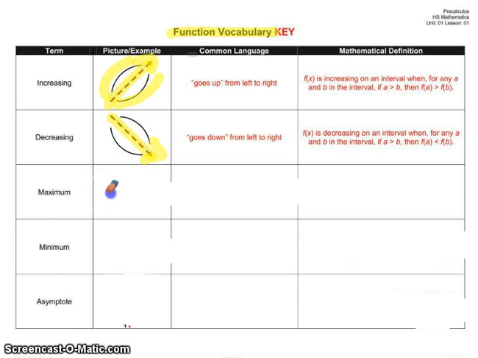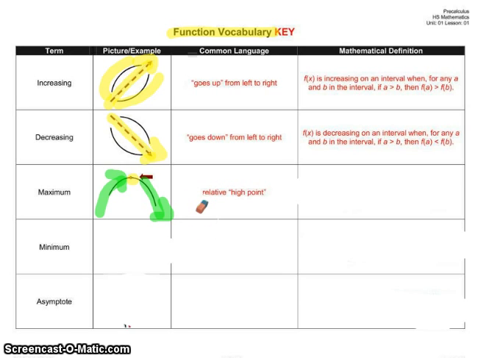Our maximum. Now a maximum is just one very, very special point. And the only criteria for it to be a maximum is it is when the graph is going to switch from increasing to decreasing. So it was going up from left to right, and then it switches to falling from left to right. It's going down from left to right. So when we look, it's labeled as a relative high point.